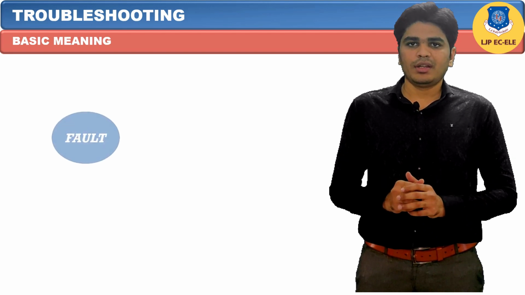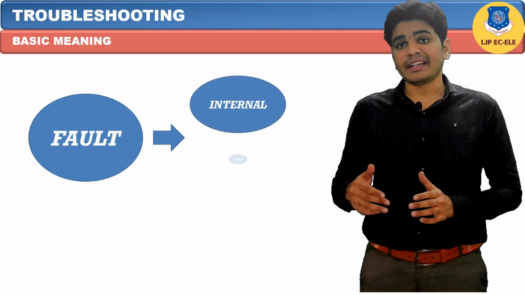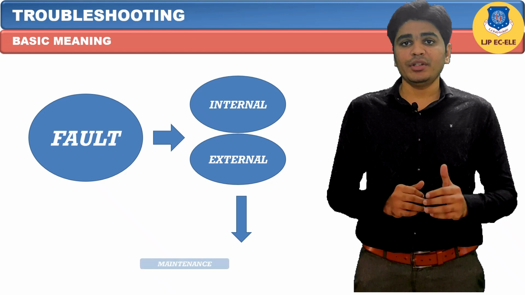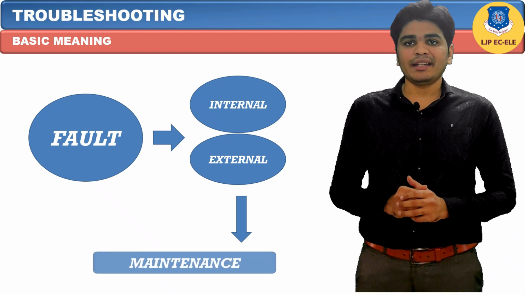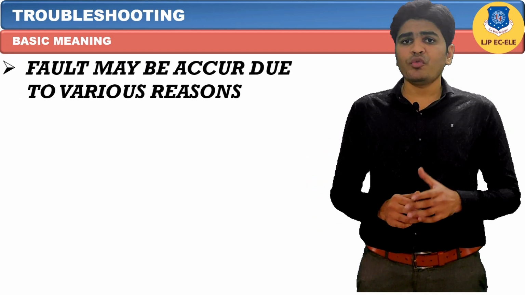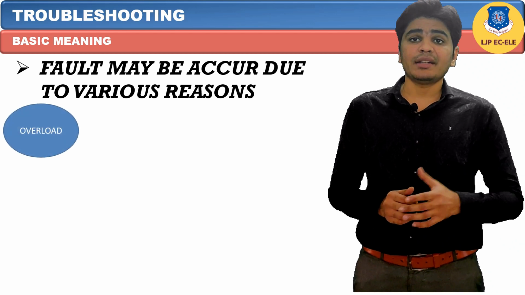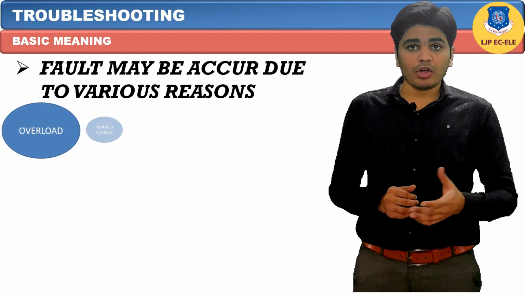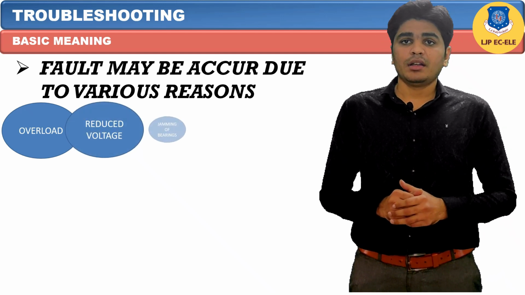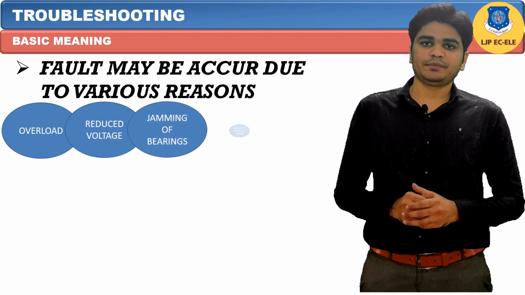As we know, there is a possibility of occurrence of fault in electrical equipment due to internal or external causes during its run, even when regular maintenance is carried out. Faults may occur due to various reasons. For example, causes of increased current in a motor may be overload, reduced voltage, jamming of bearing, rubbing of rotor with stator, etc.